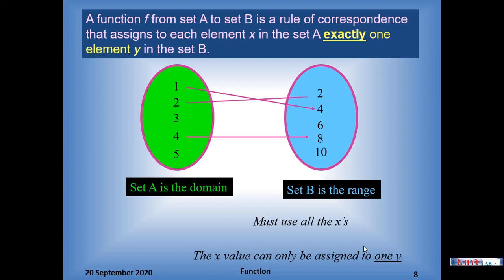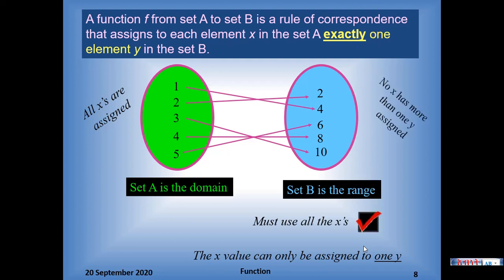Look at this. Now the relation is like this. The first criterion to be a function is that all x's are assigned, and no x has more than one assignment. Now 1 is assigned only 4, 2 is assigned only 2, 3 is related only to 10. So we can say this is a function.